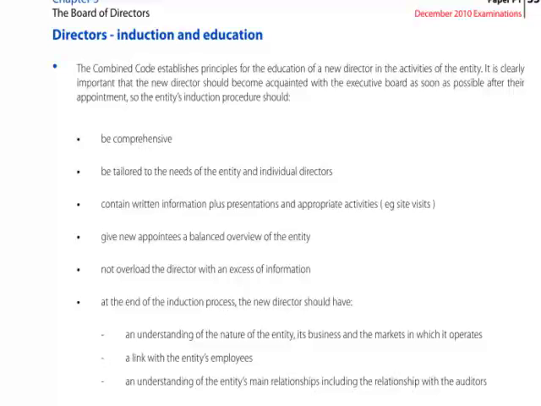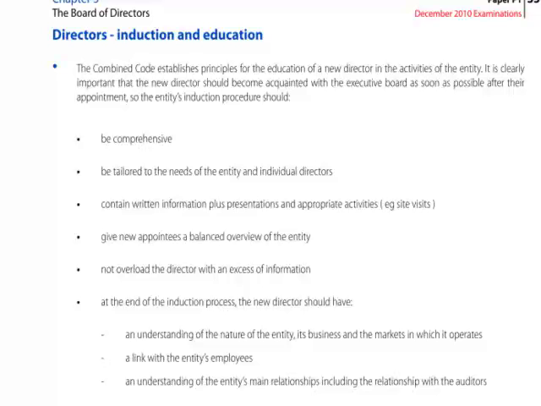Some may have a sound appreciation of the technicalities of coal mining, and if you're appointed as a NED to a coal mining operation, you don't really need to be sent down the Phoenix 2 shaft in Chile to see what it's like to live in a mine. It should contain written information plus presentations and appropriate activities like site visits. The company has its own PowerPoint presentation for investor group meetings, and NEDs and other directors should have all this information presented to them. It gives new appointees a balanced overview of the company, and it shouldn't overload the director with an excess of information, something we were talking about earlier.